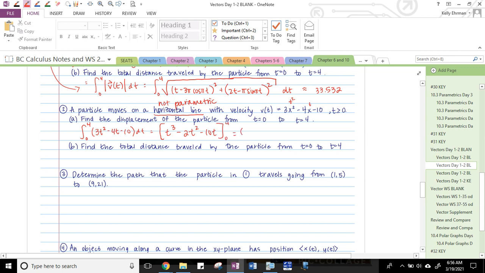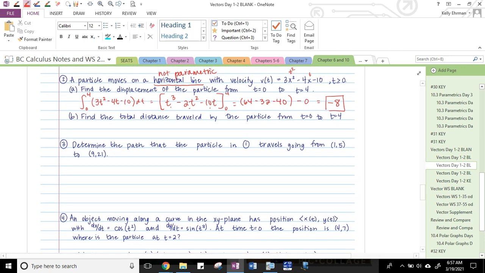So plugging in 4, we get 64 minus 2 times 16, so minus 32, minus 40. Double check, you just plug in 0, and that whole thing comes to 0. So 32 minus 40 is negative 8. So the displacement is negative 8. Since we're on a horizontal line, remember that tells us that the particle is left 8 units from where it started at time 4. Find the total distance traveled by the particle.